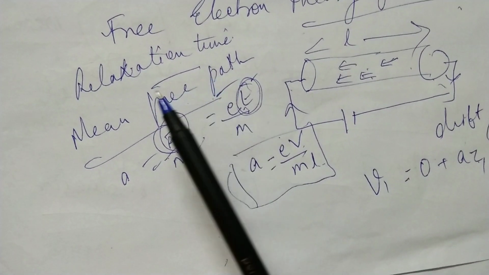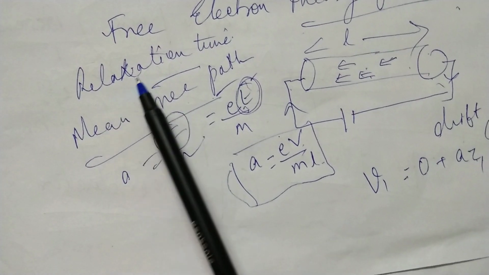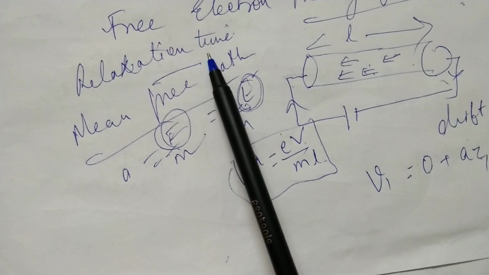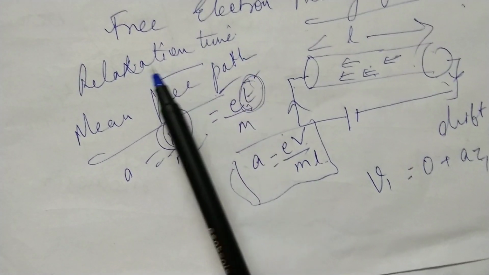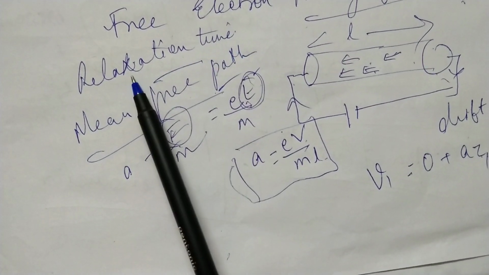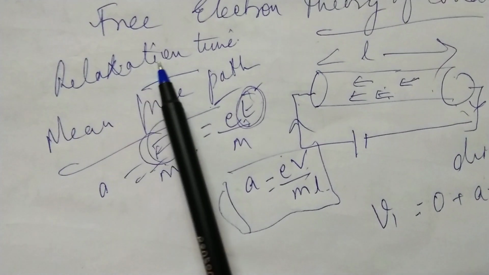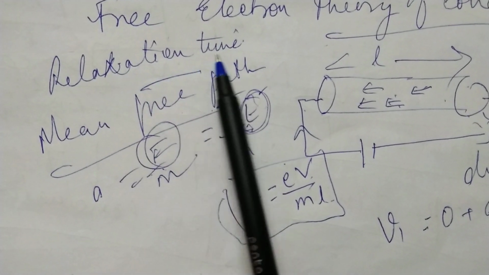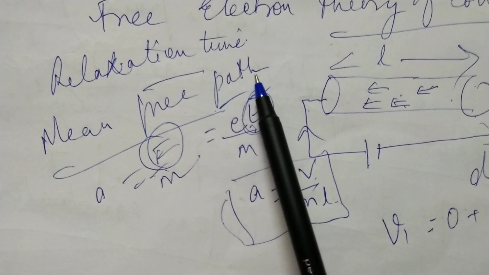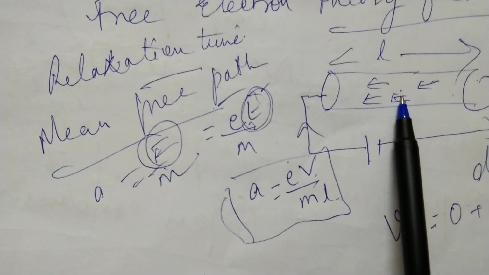Now when we talk of the acceleration of the electron, there are two things that we need to know. One is the relaxation time. So what is relaxation time? It is the time taken for the successive collision of the electron. When the electrons are moving, they collide in the path, and the time taken for the successive collision is known as relaxation time. And mean free path is the distance between two successive collisions. Okay, so here we have seen that the electrons are being accelerated.